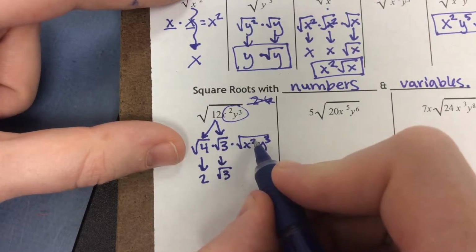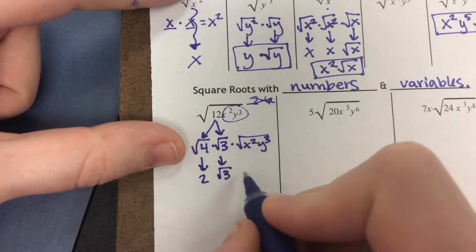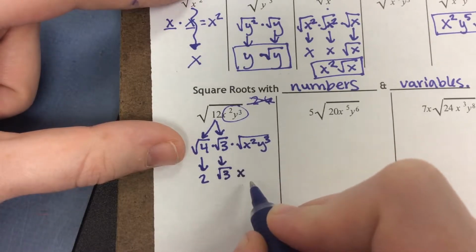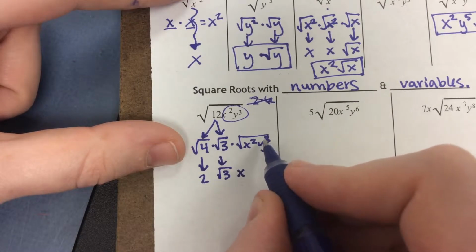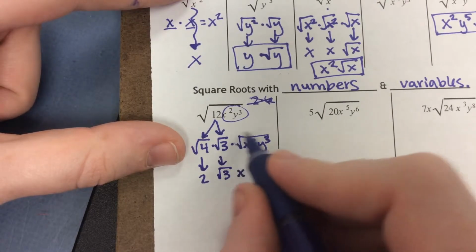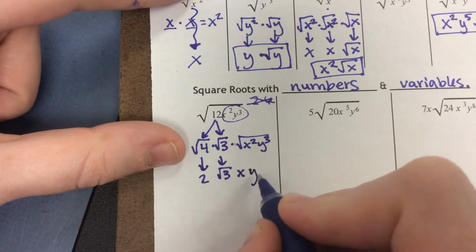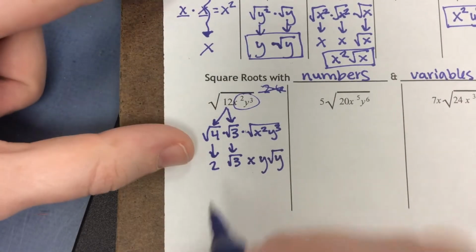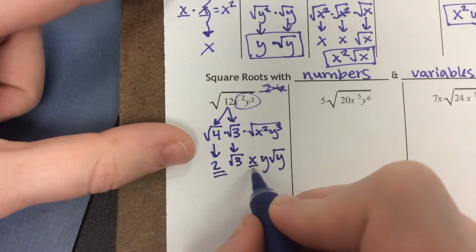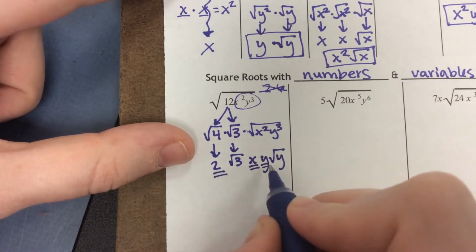So 2 goes into 2 one time with no remainder, so 1x. Square root of x squared is x. The square root of y cubed can be simplified. 2 goes into 3 one time with 1 y remaining inside the square root. So here we have outside our square roots, we have 2x and y.